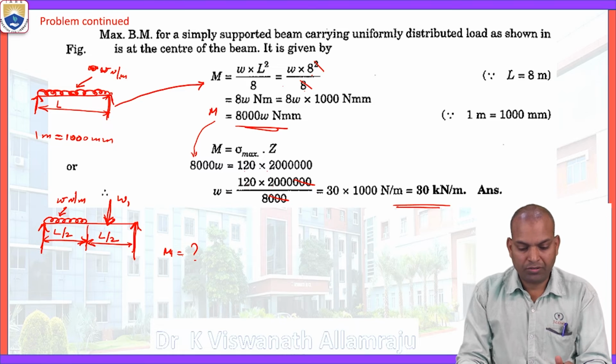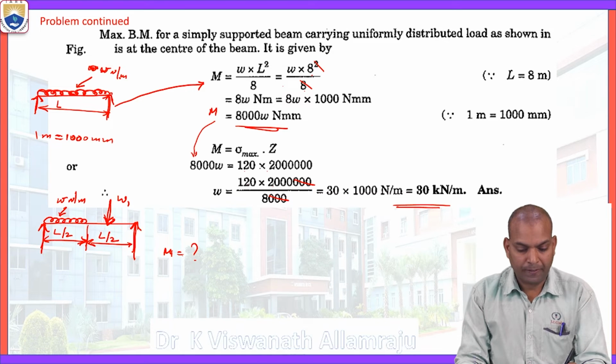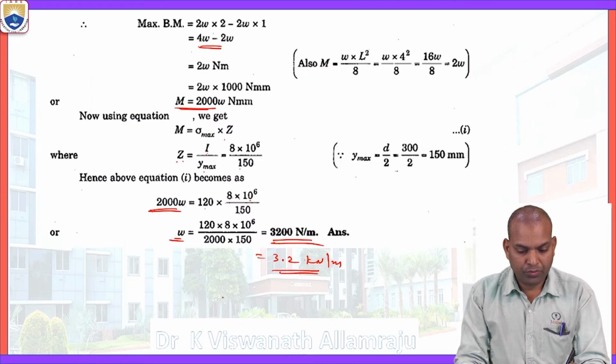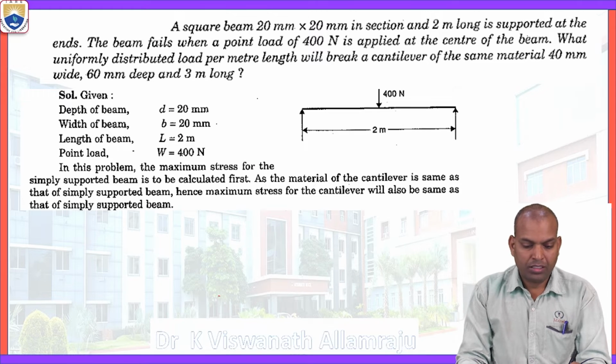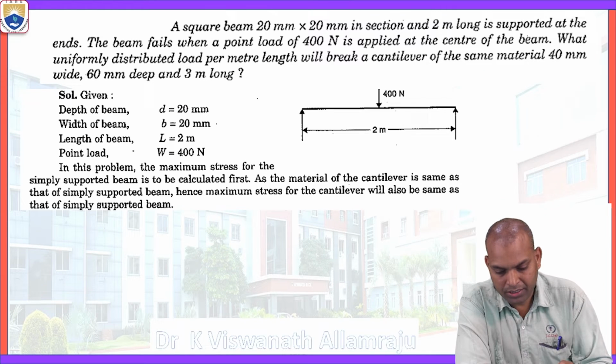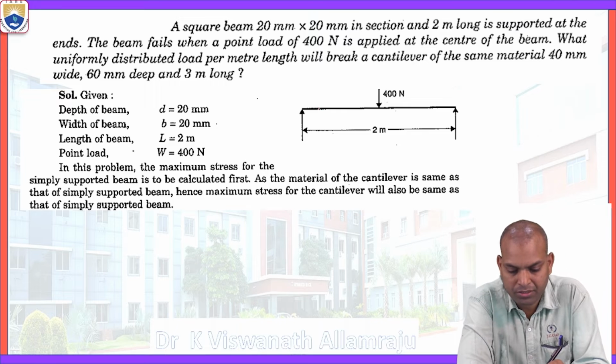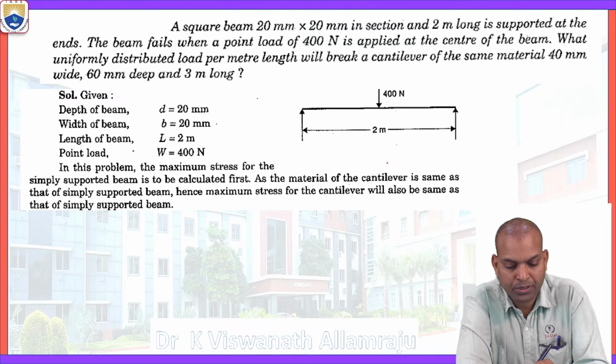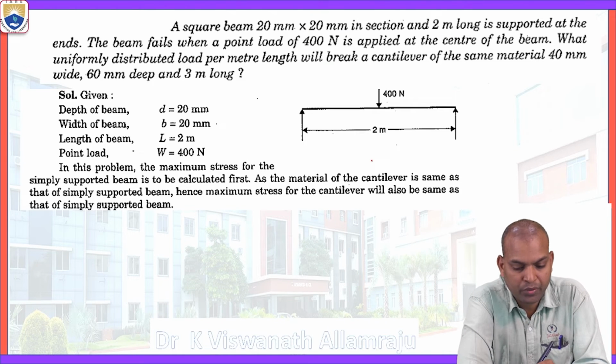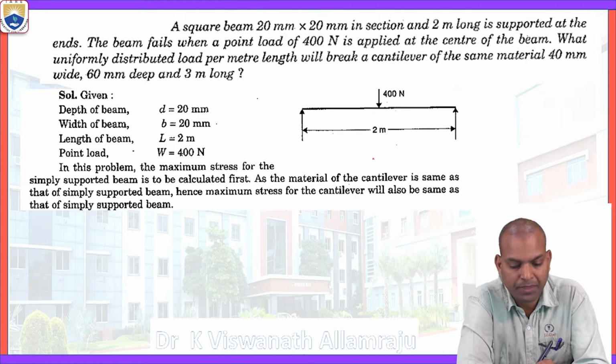Thus we have to calculate the maximum bending moment. Now one more thing is here, the next problem. The novelty of this problem is the comparison between a simply supported beam with a point load and a cantilever beam, and we have to find the uniformly distributed load on the cantilever beam.